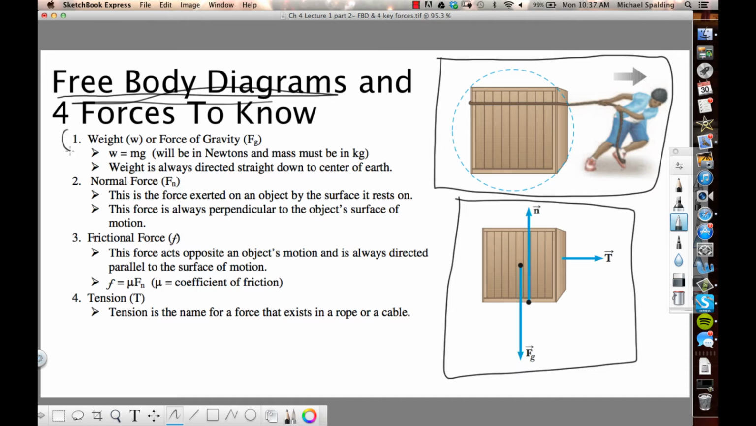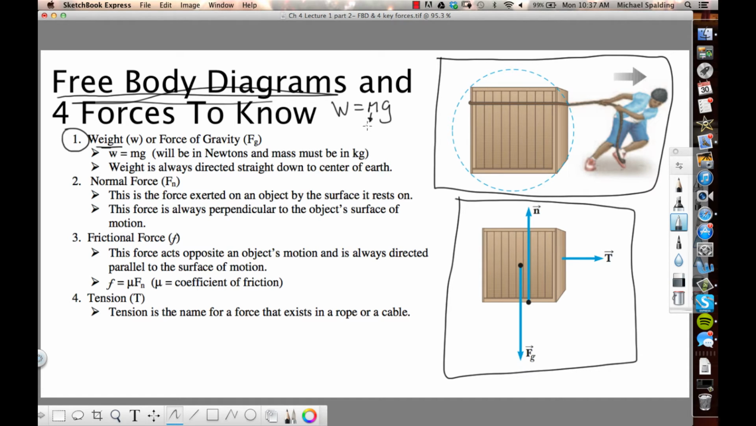So the first force is weight. So another name for weight is force of gravity. If you're talking about how much you weigh, you're basically talking about how much force gravity exerts on you. And just look here. W equals mg, right? That's the equation for weight.